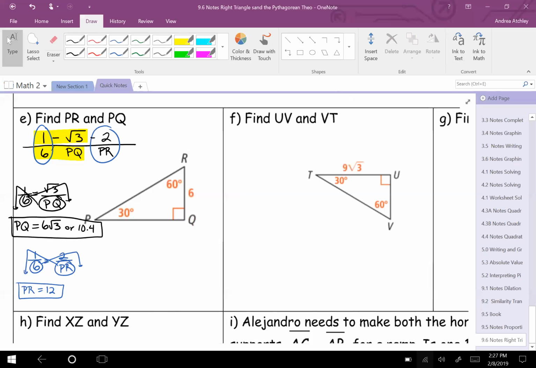These are ratios. 1, 0, 3, and 2. That's square root of 2. So this should just be square root 3. I don't need to do that.